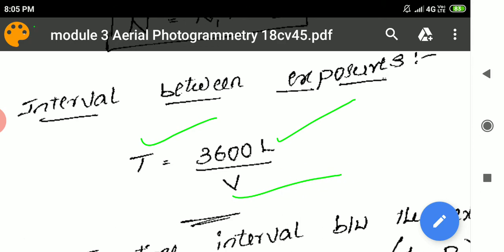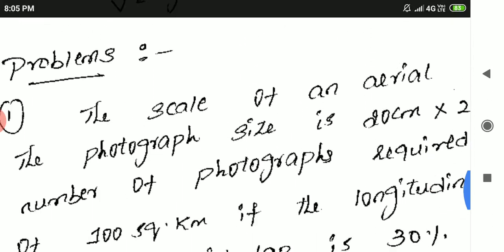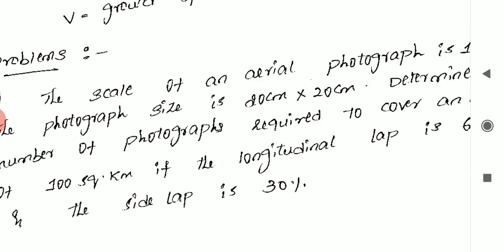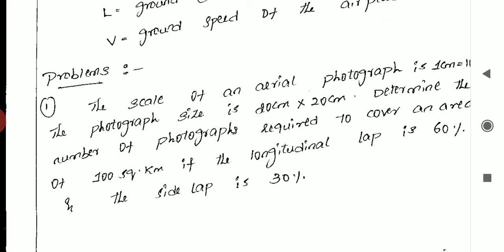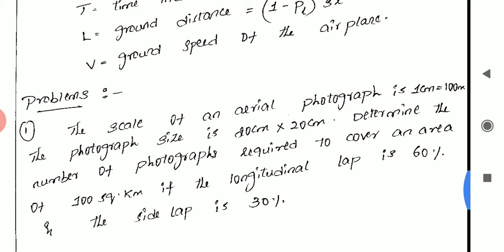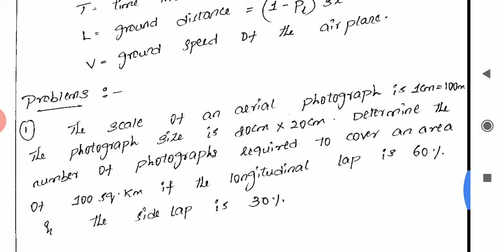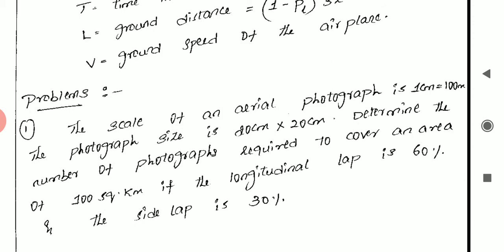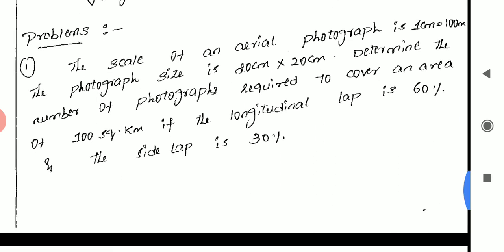Okay, we will start the problems. By using the above derivations, the above formulas, we will solve the problems. I will read it one time. The scale of an aerial photograph is 1 centimeter equal to 100 meter. The photograph size is 20 centimeter by 20 centimeter. Determine the number of photographs required to cover an area of 100 square kilometer if the longitudinal lap is 60% and the side lap is 30%.